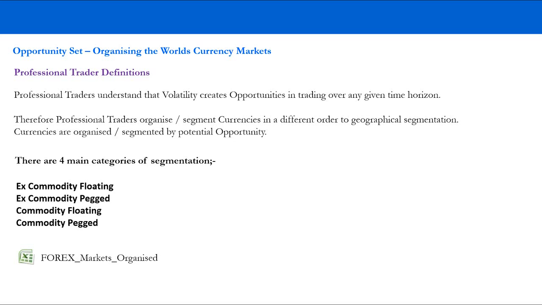As professional traders, that's what we care about. We don't care that something's in the G10. We don't care that it's in Latin America. What we care about is what the currency's regime is and what the currency is dependent on. And this is a driver for volatility. So instead of organizing and segmenting currencies by geography and transaction size, we organize currencies by the potential opportunity.